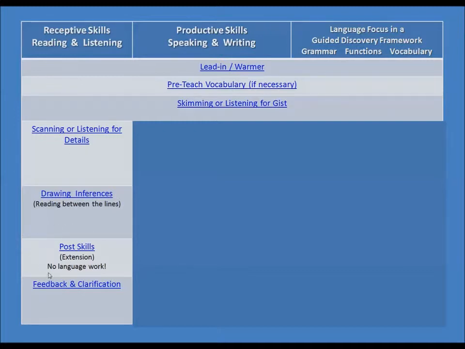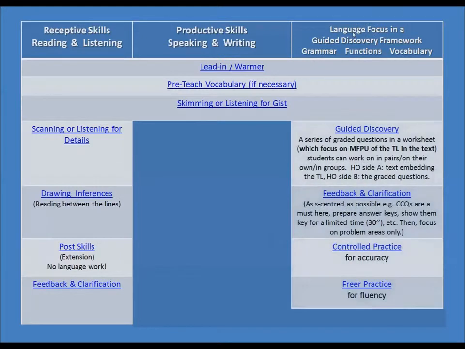And then we would finish the skills work with the post-skills stage, goal extension, where we would have the students naturally react to the text they read or listen to by either speaking or writing about it. Obviously here it says no language work. And then we would give students error feedback and clarification, maybe some error correction in terms of the language that they used.